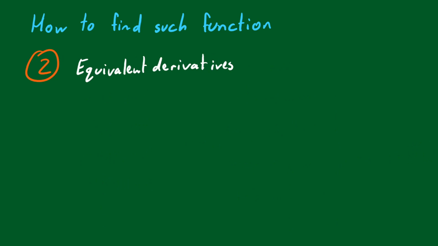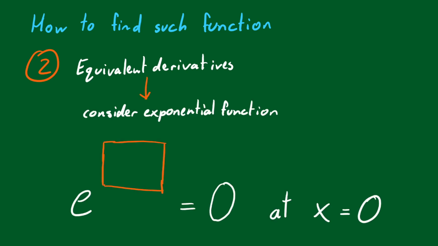With that idea in mind, we recognize that we are looking for a function that has the same value no matter how many derivatives you take, which places exponential functions into the spotlight. Finding an argument that would make the exponential function 0 at x equals 0, we can simply consider the argument negative 1 over x squared.